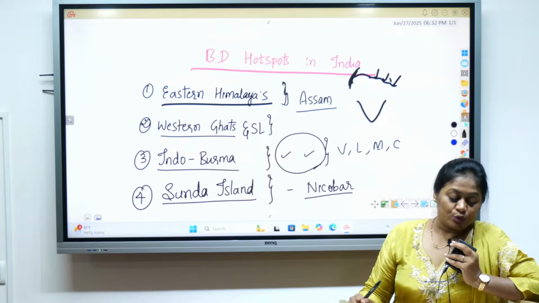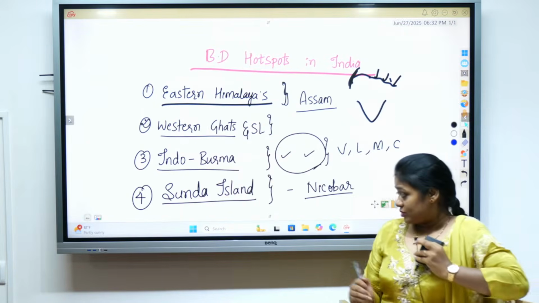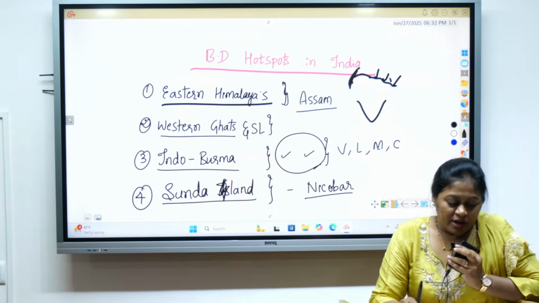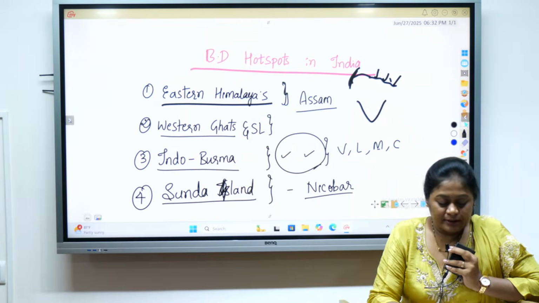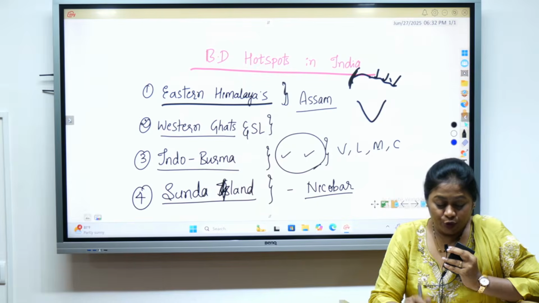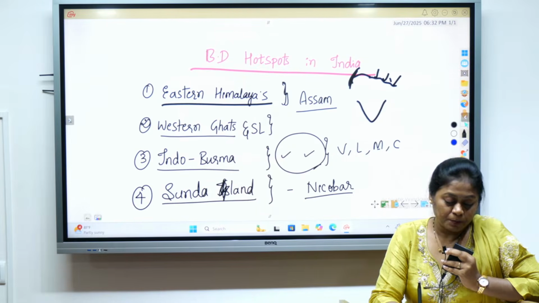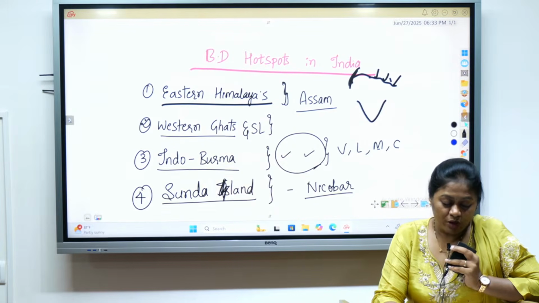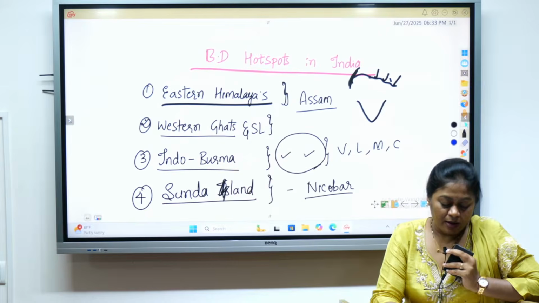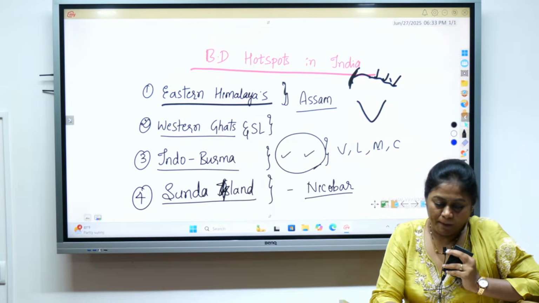Next, the third one, Sundaland. In Sundaland, it includes the Nicobar group of islands. And other nations include Indonesia, Malaysia, Singapore, Brunei, and Philippines. Okay.